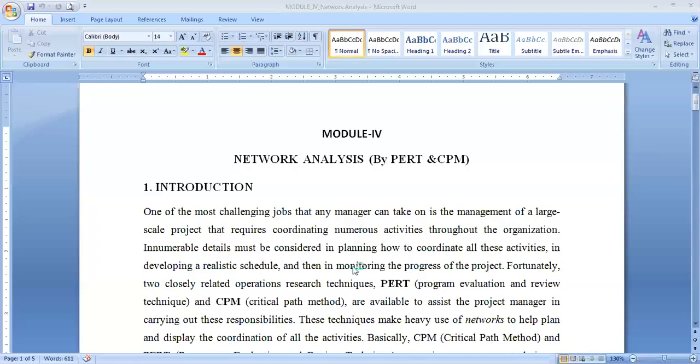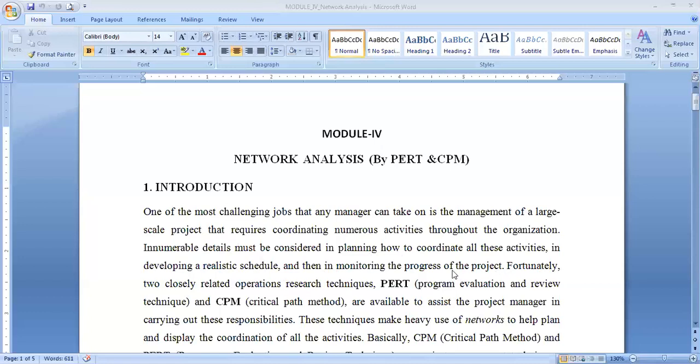So here in this introduction to network analysis, it is mentioned that numerous activities are involved throughout the completion of the project, and the details regarding these activities are considered for the planning. How to coordinate all these activities, developing a realistic schedule, and then monitoring the progress of the project is the challenging job for the management.